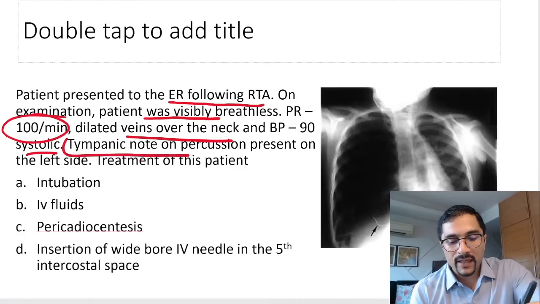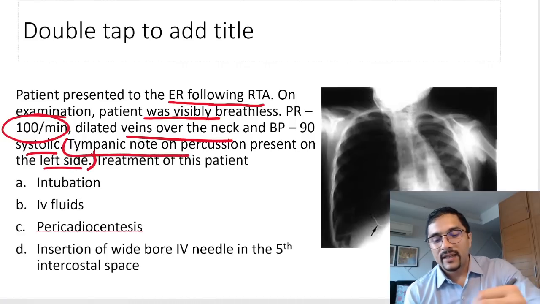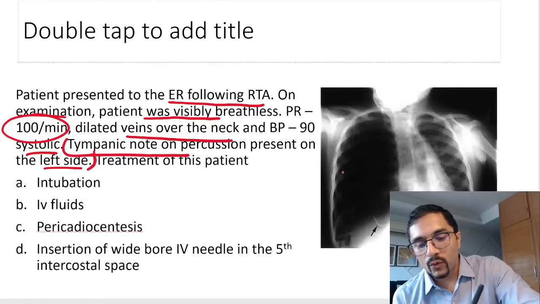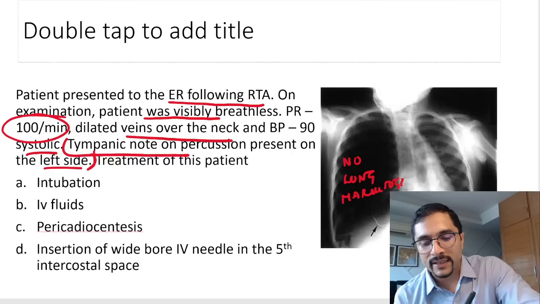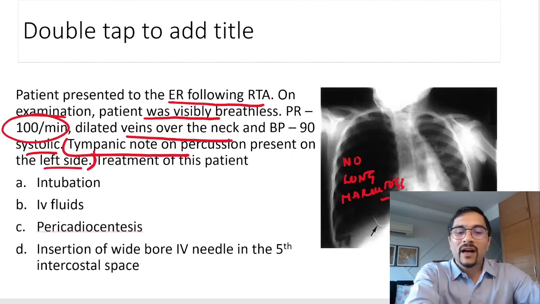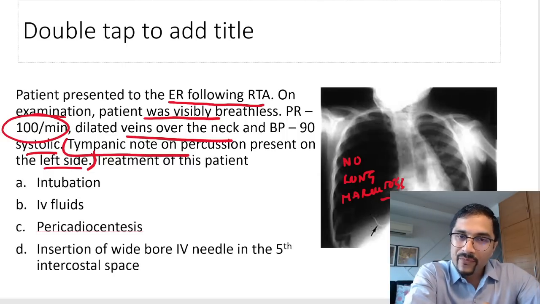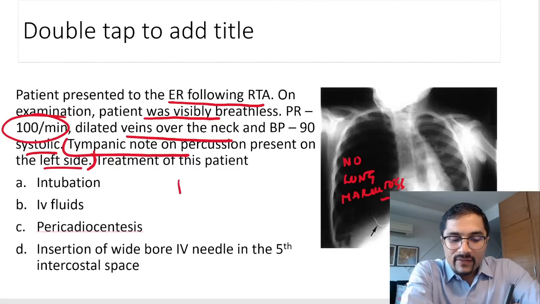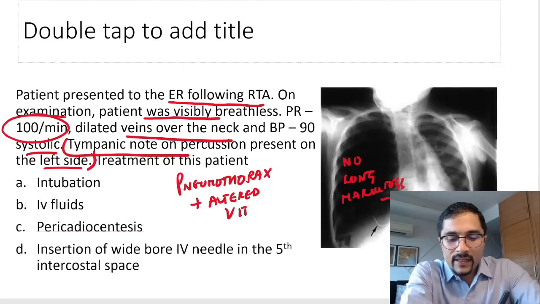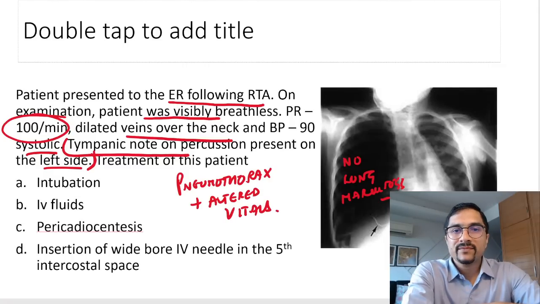Tympanic note on percussion on the left side. We can see that there are no lung markings here. There is air here, so there is pneumothorax. That is why you have a hyperresonant note. And when there is pneumothorax, meaning air in the pleural space, plus altered vitals, that becomes tension pneumothorax.